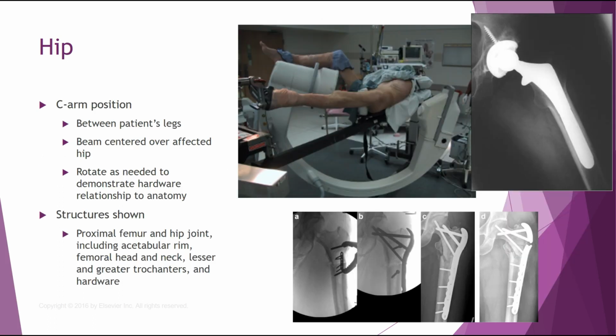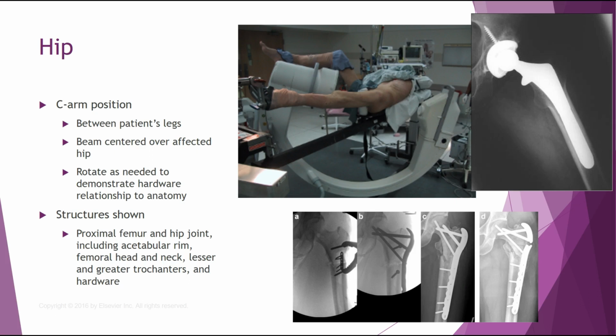Okay, the C-arm position for a hip is going to be between the middle of the legs, because remember, you're going to have to get a lateral, which is just like the cross table lateral we do for hips. So that central ray is going to be in the middle of their legs, okay? The beam, of course, is going to be centered over the affected hip, and you're going to have to rotate to try to get a true lateral or true AP for your surgeon, okay?